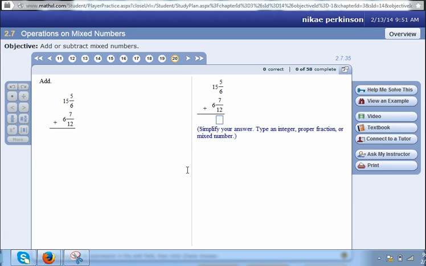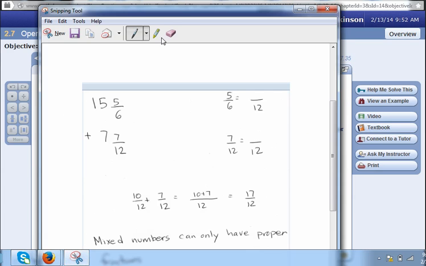So let's look at an example for operations on mixed numbers. This example is from the study guide. Notice that we have all these other buttons here that can help if you get stuck on any of the problems on the study guide. So we're asked to add 15 and 5/6 and 6 and 7/12.